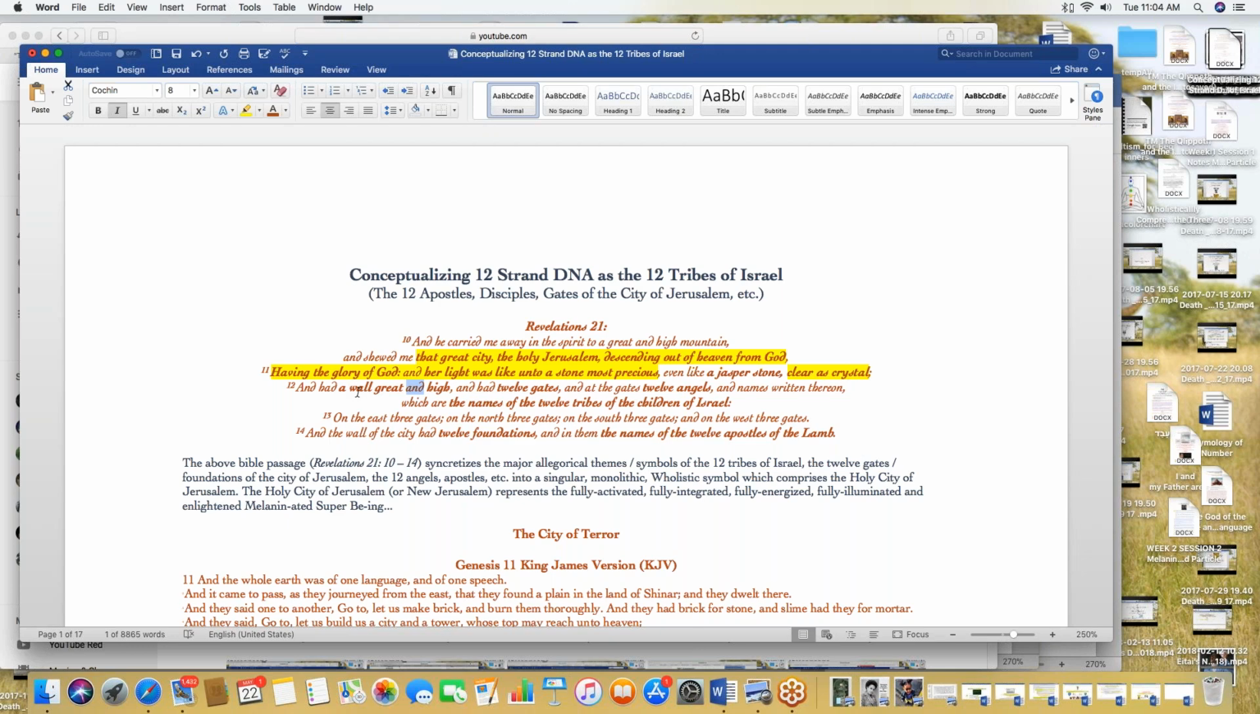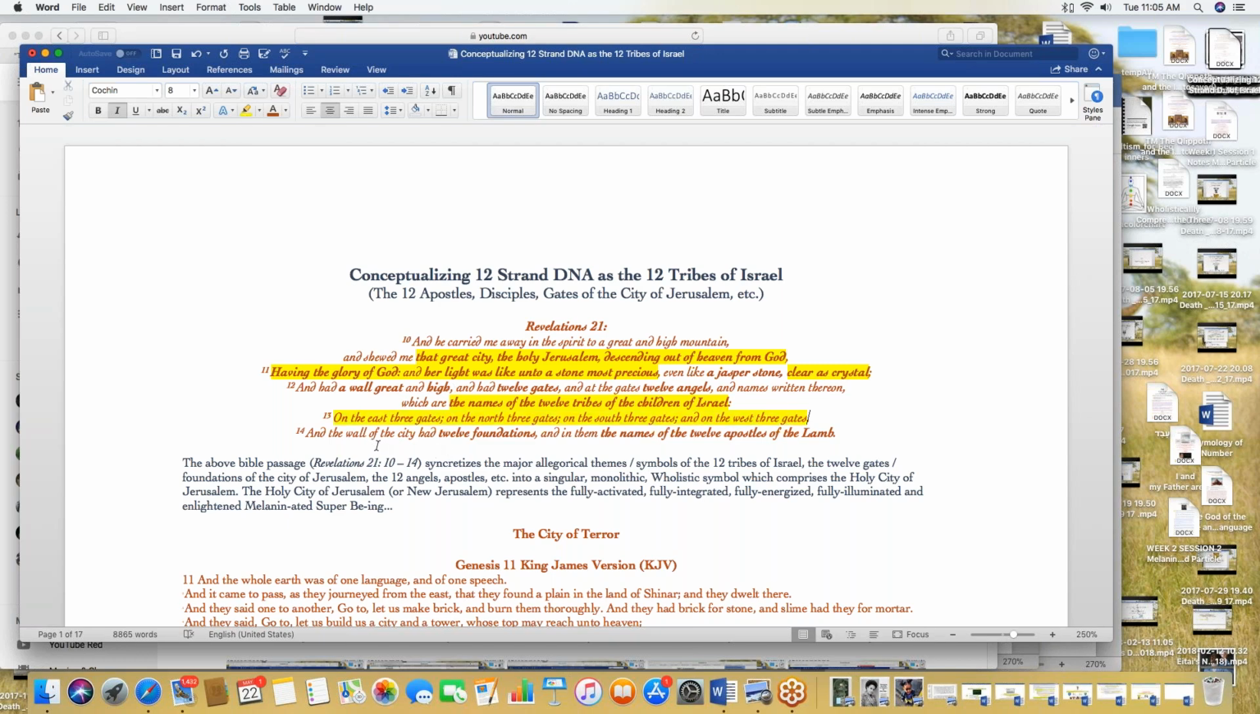So it was a walled city and had 12 gates, and at the gates 12 angels, and the names written thereon, which are the names of the 12 tribes of the children of Israel. All right, so we see 12, 12, and 12 repeated. On the east, three gates, on the north, three gates, on the south, three gates, and on the west, three gates. So the 12 gates divided into fours, into quarters.